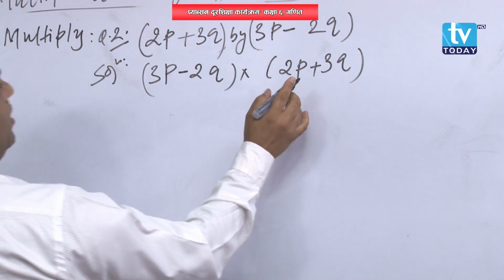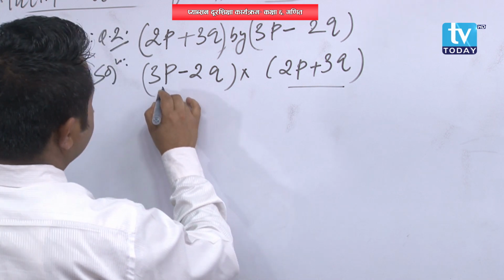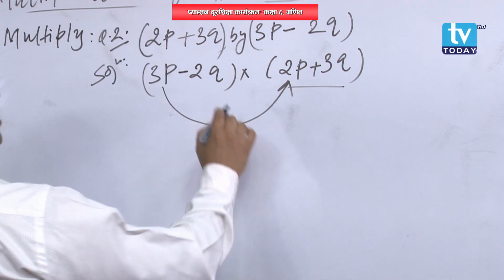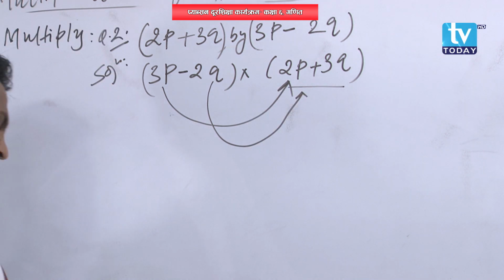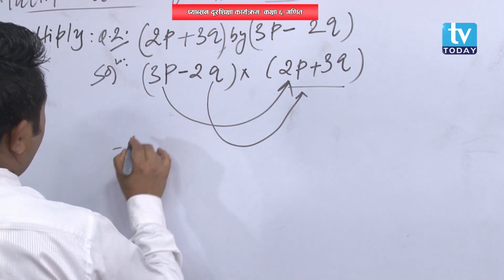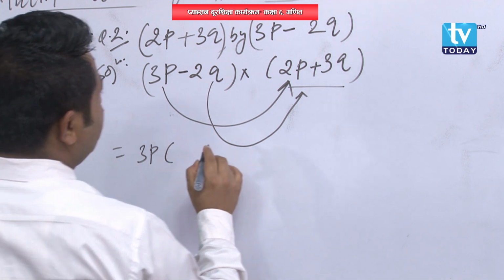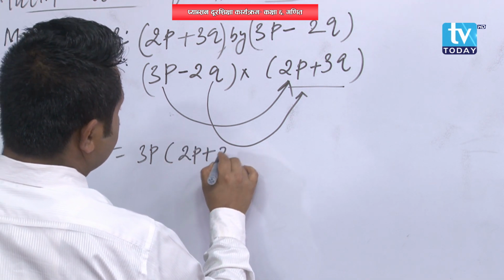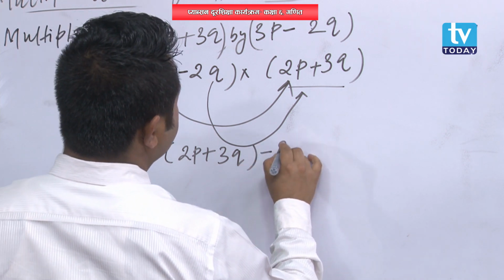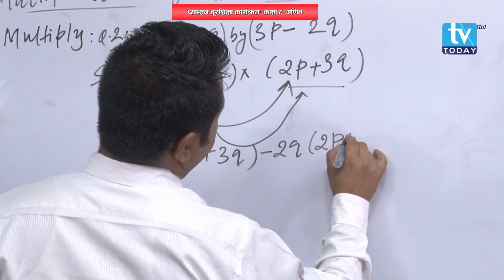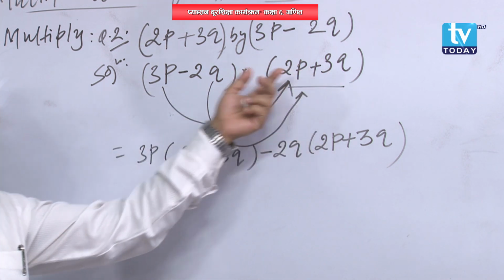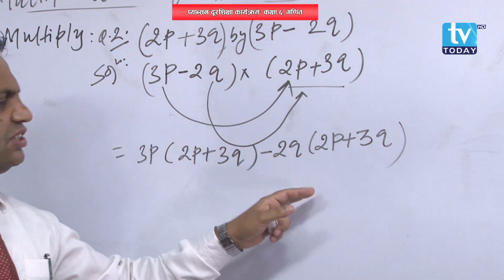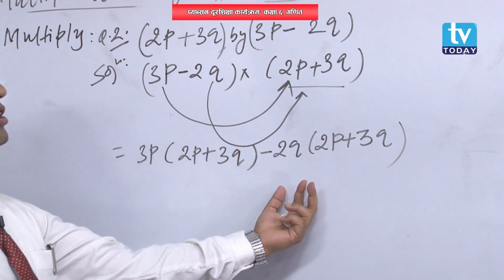Now first you have to multiply this by 3p, and again the second time you have to multiply all these by minus 2q. Is that clear? Let's write first 3p into 2p plus 3q, minus 2q into 2p plus 3q. Is that clear? First you have to multiply 2p plus 3q by 3p, and next time you have to multiply 2p plus 3q by minus 2q.